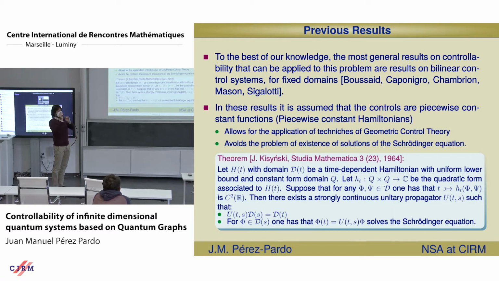So if we try to apply this procedure for the piecewise constant case in a situation in which the domains of the operators are not constant, what happens is we can evolve during a certain time with the constant Hamiltonian, but once we have to do the jump and apply the next Hamiltonian, our function is not in the proper domain. So we really cannot do that. So we really need something new.